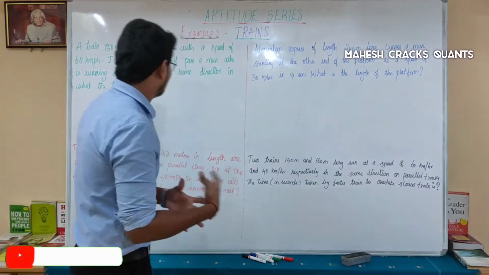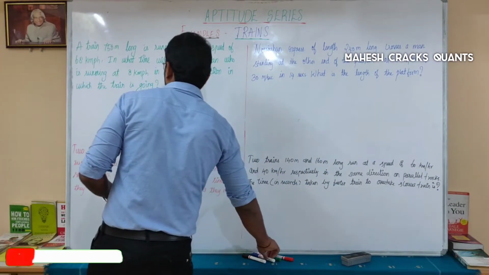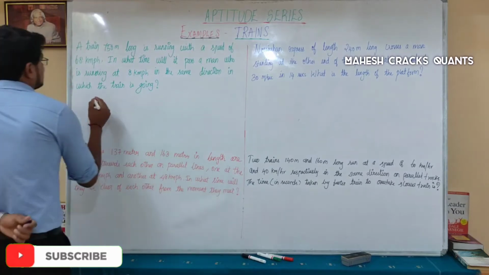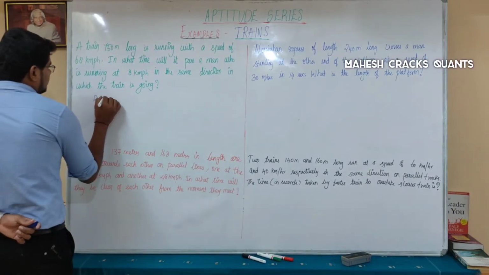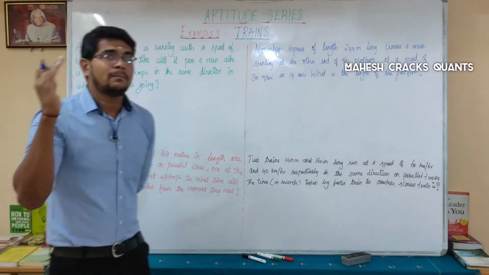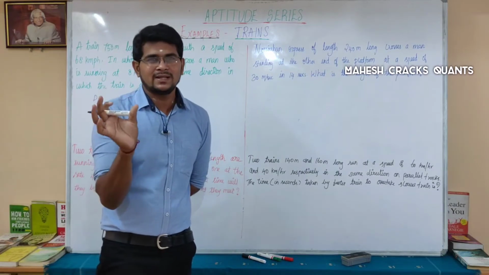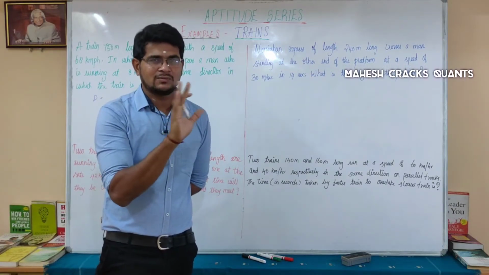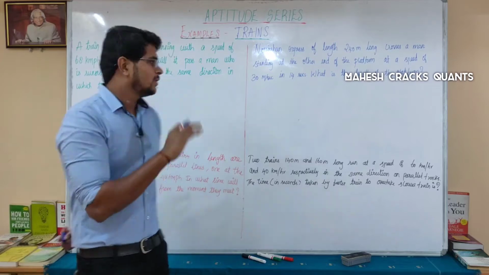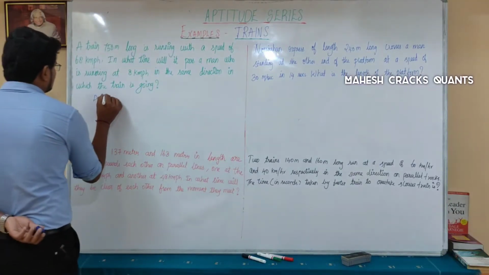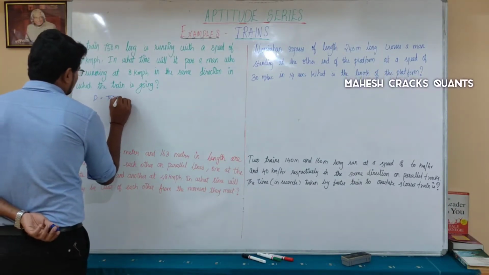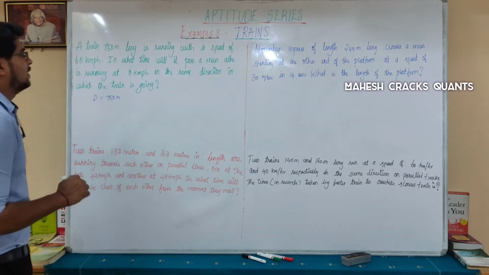Both are running in the same direction. We'll take it down. What are the given values? First, the distance to be covered: a train crosses a man, so two objects. One is the train, the other is the man. The man's length will not be important here. So 750 meter alone is the distance to be covered.